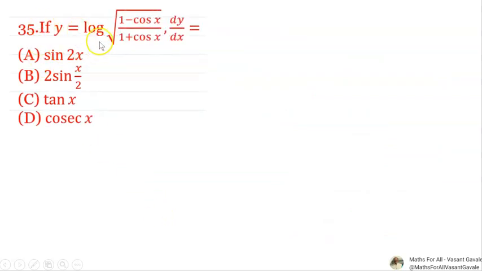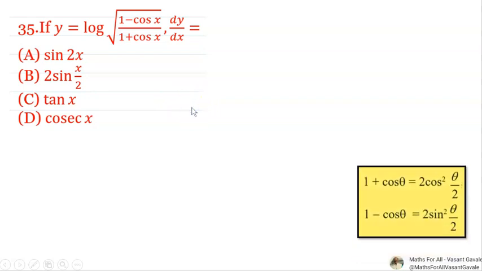If y is equals to log of root of (1 minus cos x upon 1 plus cos x), it's an easy question. 1 minus cos x means what? 2 sin square x by 2. 1 plus cos x means what? 2 cos square x by 2. The 2 gets cancelled, you will get tan square x by 2. Overall, if you find the root of that, you will get y is equals to tan of x by 2.